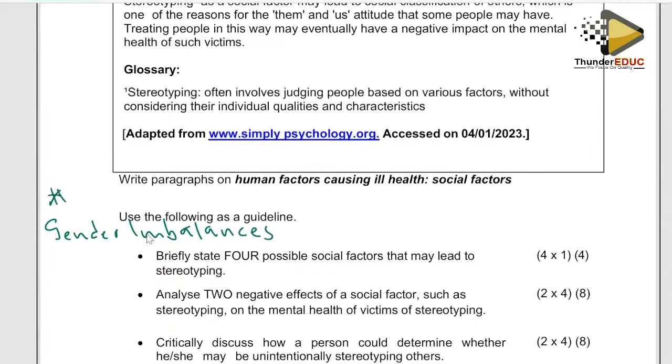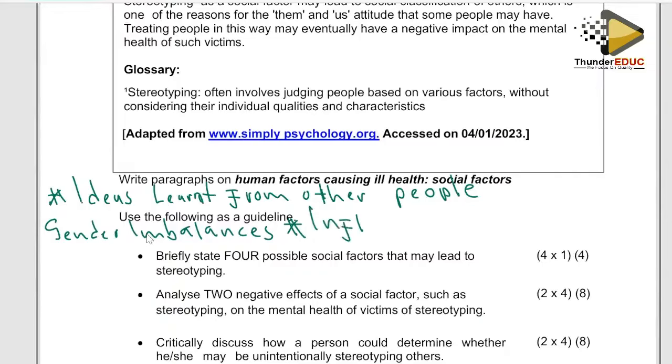Then, in addition to that, we can also say that ideas learned from other people from the community, the ideas that we learn from other people, it can be the community, it can be our upbringing, also influence stereotypes. Then, in addition to that, we also have the influence of social expectations.